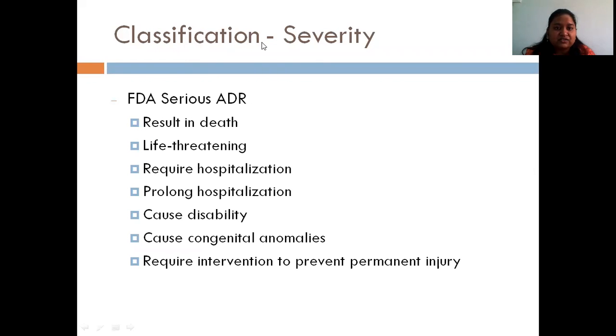Next, classification of the severity according to the FDA. I have told you previously that the criteria of seriousness are death, life-threatening, requiring hospitalization or a prolonged hospitalization, causing disability or a congenital anomaly, or requiring intervention to prevent permanent injury.